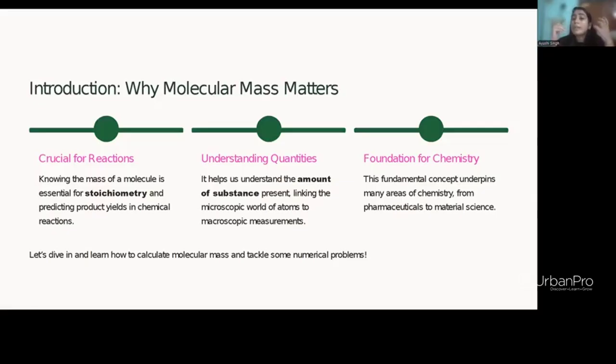Now, for understanding the quantities, it also helps us understand the amount of substance present. In any kind of substance or matter, if you want to look in depth at how much matter is present, you can figure it out by knowing the molecular mass of the elements present in them. And many areas of chemistry, pharmaceutical industries, or material science, all need molecular mass to do further calculations.